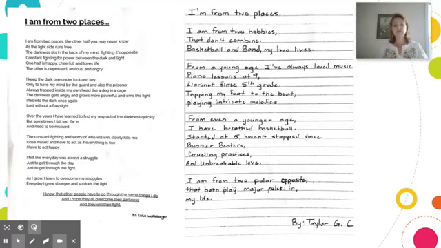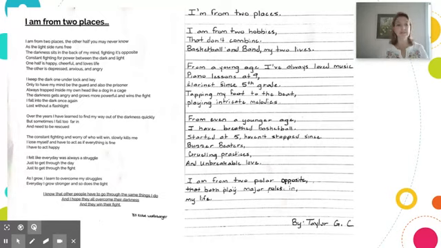I am from two hobbies that don't combine, basketball and band. I am from two places the other half may never know. As the light side runs free, the darkness sits in the back of my mind, fighting its opposite, constantly fighting for power between the dark and the light. One half is happy and cheerful and loves life. The other is depressed, anxious, and angry.